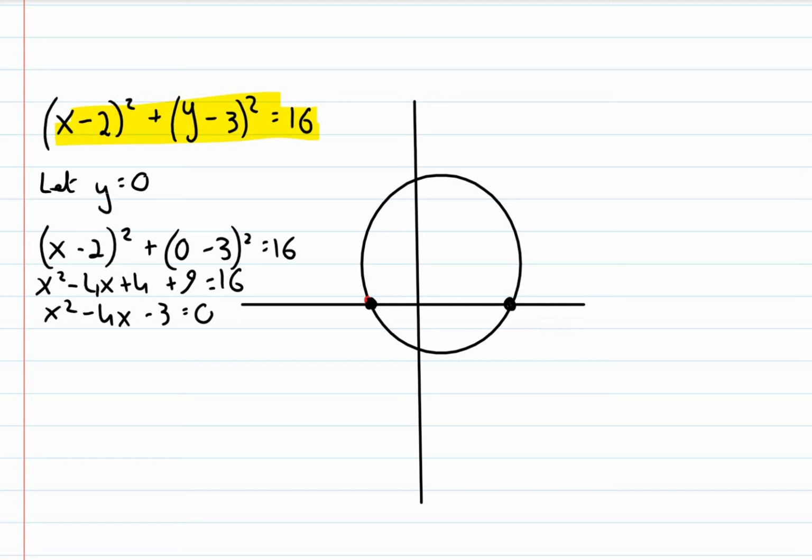Likewise, I want to find out what this point and this point is. I will let x equal 0 and I'll solve for y. Okay, so I'll end up getting a quadratic like that, and I'll solve using factorization or guide number or the minus b formula. Okay, thank you.